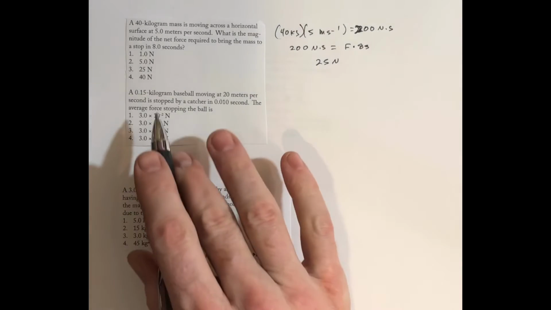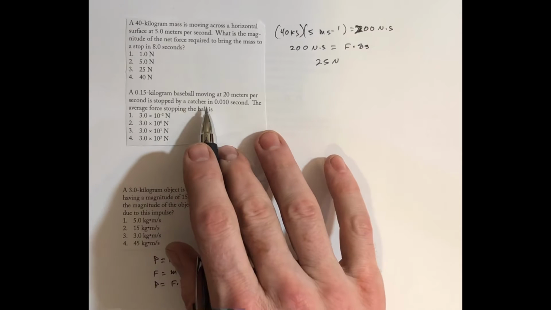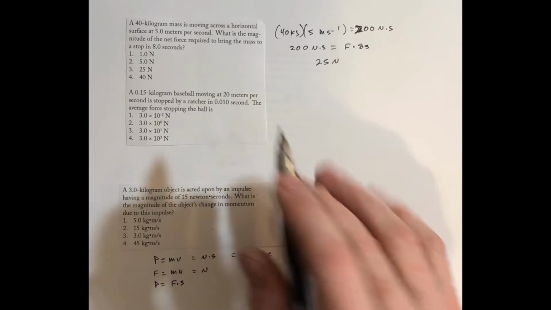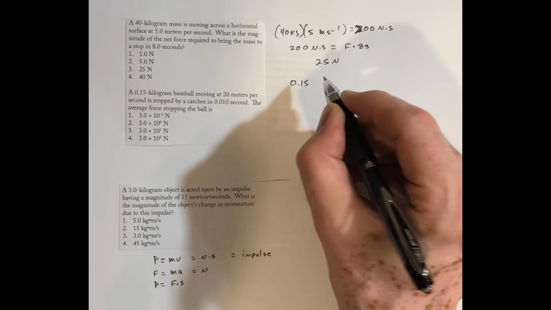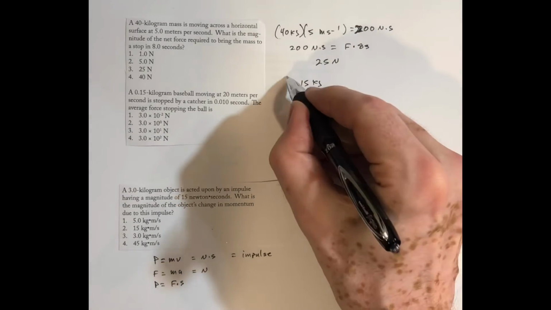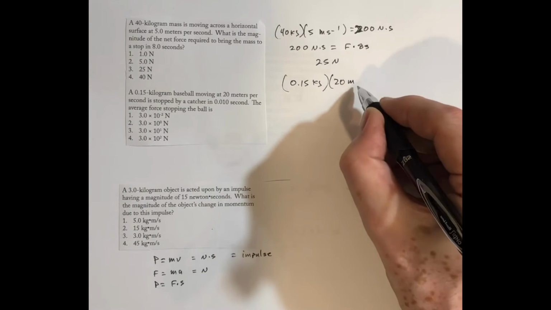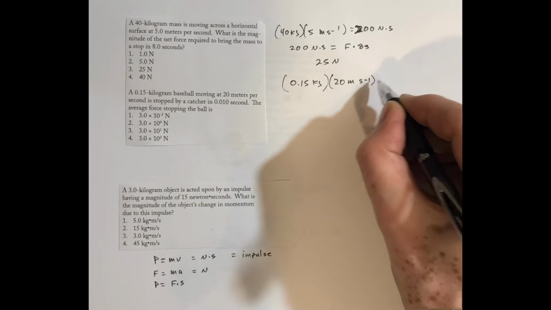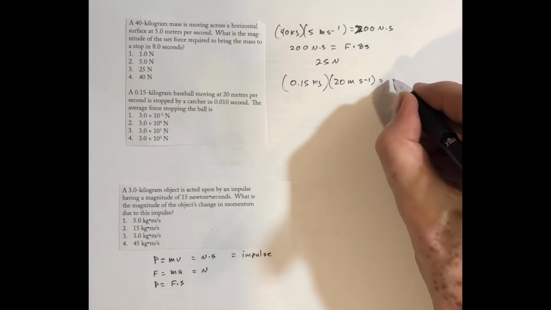Just make sure you remember this quick, easy formula here, right? Okay, second one, I have a 0.15 kilogram baseball. It's moving at 20 meters per second and is stopped by the catcher in 0.010 seconds. The average force stopping the ball is, so if I have 0.15 kilograms multiplied by 20 meters per second, that's 20 times 0.15. That gives me a momentum of 3 newton seconds, right?